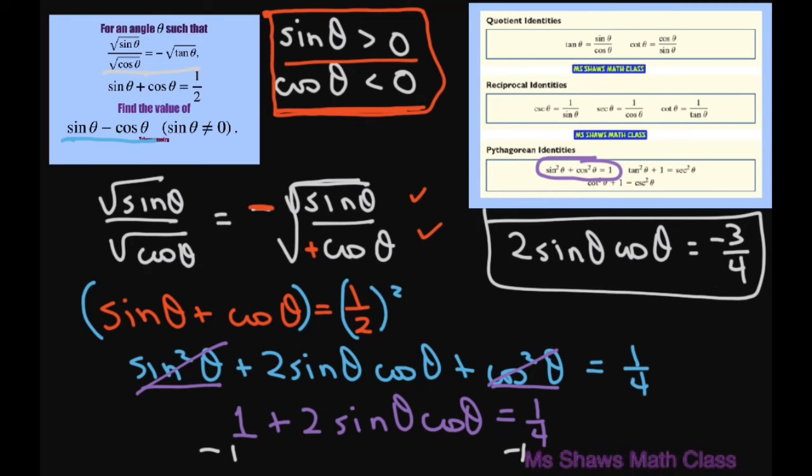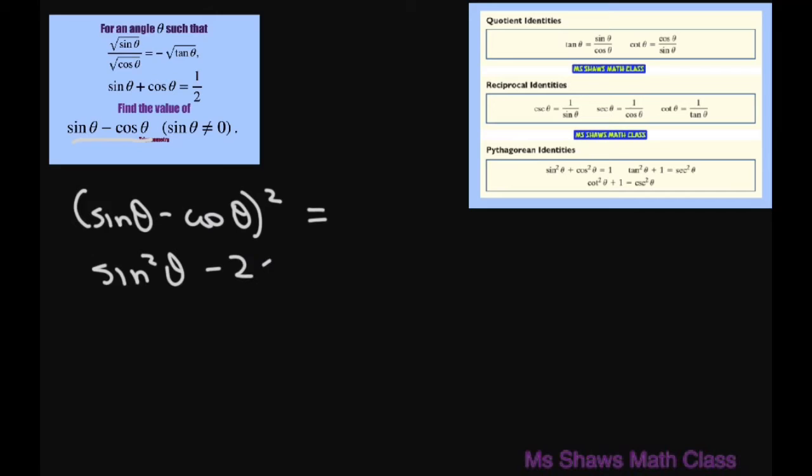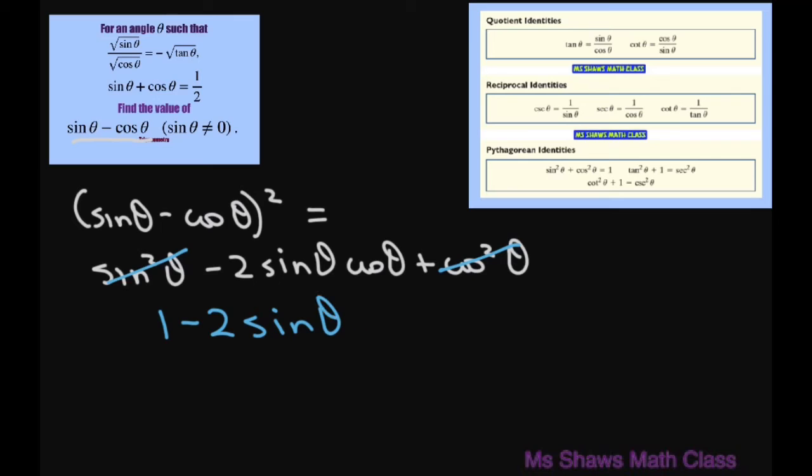Now next we're going to look at sine of theta minus cosine of theta. Let's square that. So we have sine of theta minus cosine of theta, squared. That's going to equal sine squared of theta minus 2 sine of theta cosine of theta plus cosine squared of theta. And again, this equals 1, your Pythagorean identity. So you get 1 minus 2 sine of theta cosine of theta.